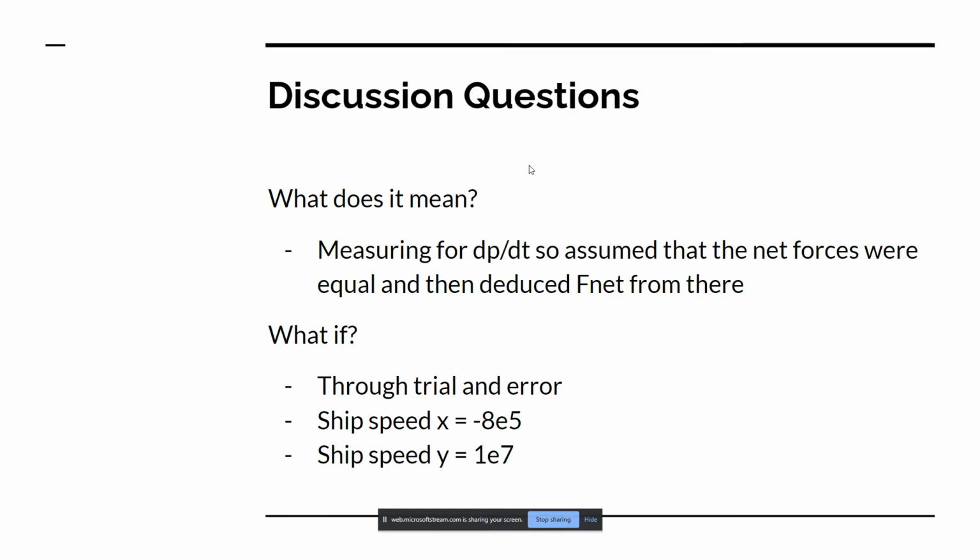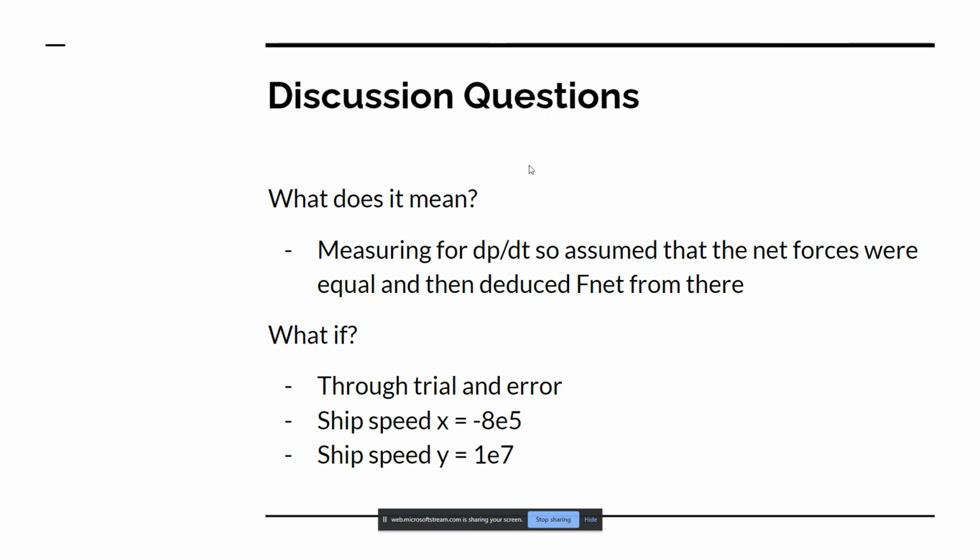So, discussion questions. The first one asks what it means, and basically to determine the differences between the parallel and perpendicular forces. Since we measure dp, we assume that net forces were equal, and because of that, we were able to deduce F net from there. And then the next situation, the what-if scenario, is what if we wanted the ship not to escape the system, but rather just orbit around the black hole?